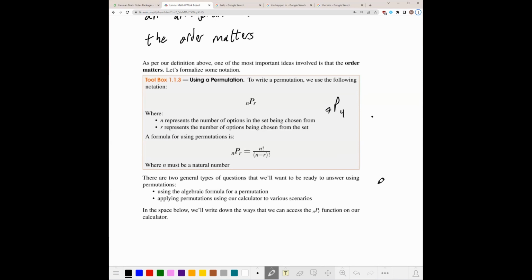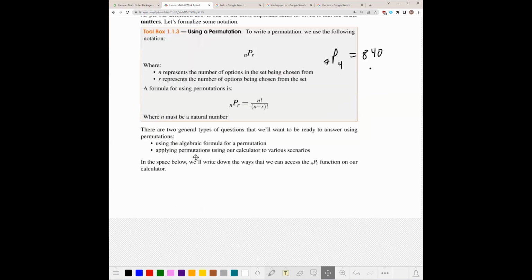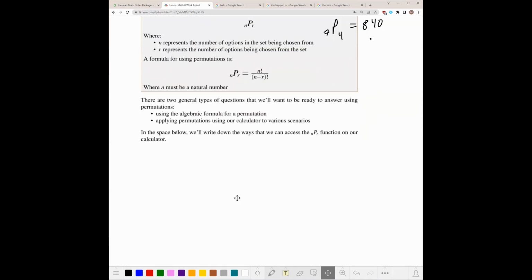For TI-84 Plus CE folks, what we end up with is some boxes that we can fill in. So for example, if I did 7 pick 4 and I hit enter, which you guys could do as well, you'd find out that there are 840 ways that I can make an ordered line of 4 people when I'm given a group of 7 people. Spicy. Okay, so awkwardly, I just explained that without writing it down.